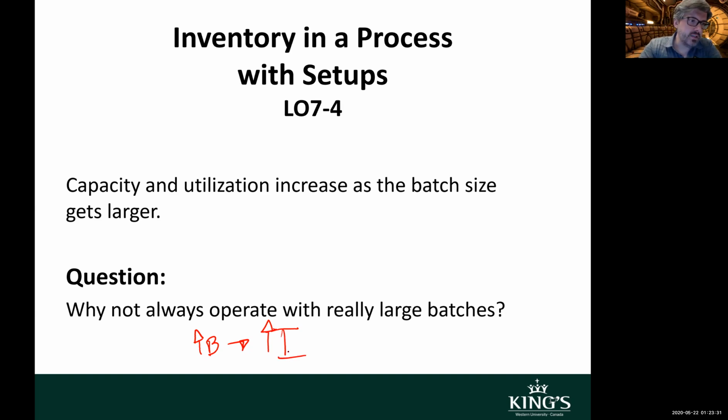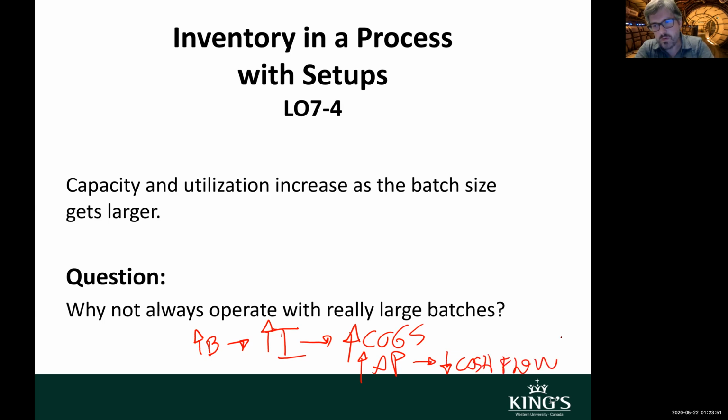That is the key. And high inventory means high COGS. Also means a high accounts payable, which means a really bad cash flow, right? So you should not be thinking in terms of let us just have the biggest batches we can think of, because that will create lots of inventory.